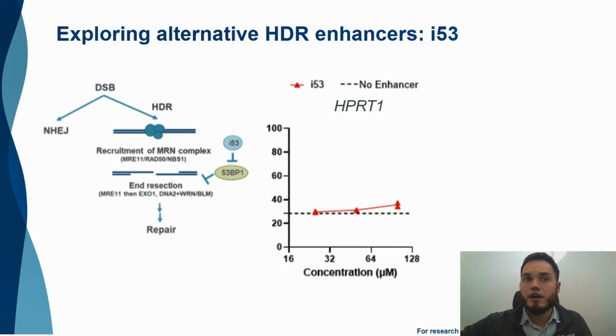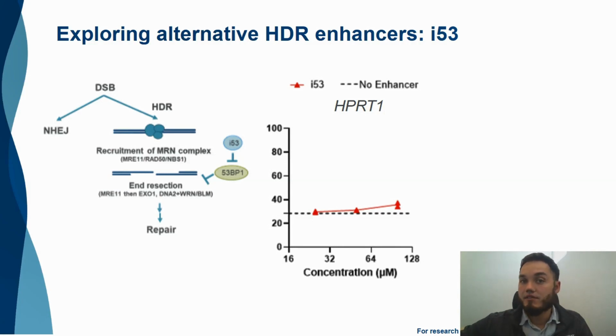As I said earlier, we also have a peptide-based HDR enhancer coming soon. There are a number of different ways to try and target DNA repair, but one is to potentially enable end resection to occur more freely. It's been published that the introduction of I53 improves HDR putatively by sequestering 53BP1, which is an inhibitor of end resection.